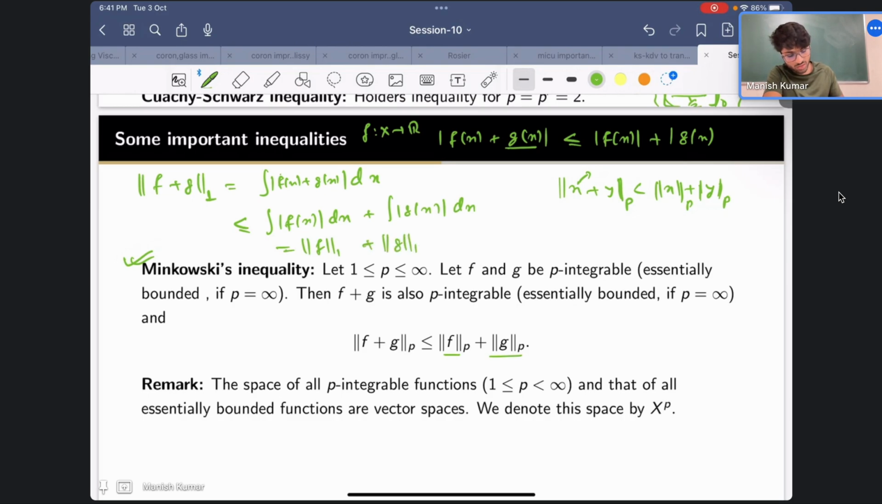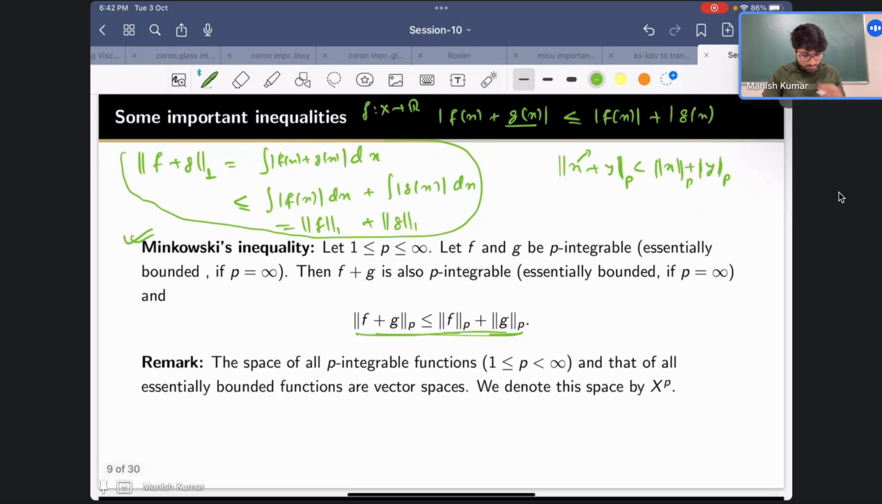This is just for p equal to 1, but for any p between 1 and infinity, and in fact at infinity also, you can prove this. So you can prove this type of Minkowski's inequality.